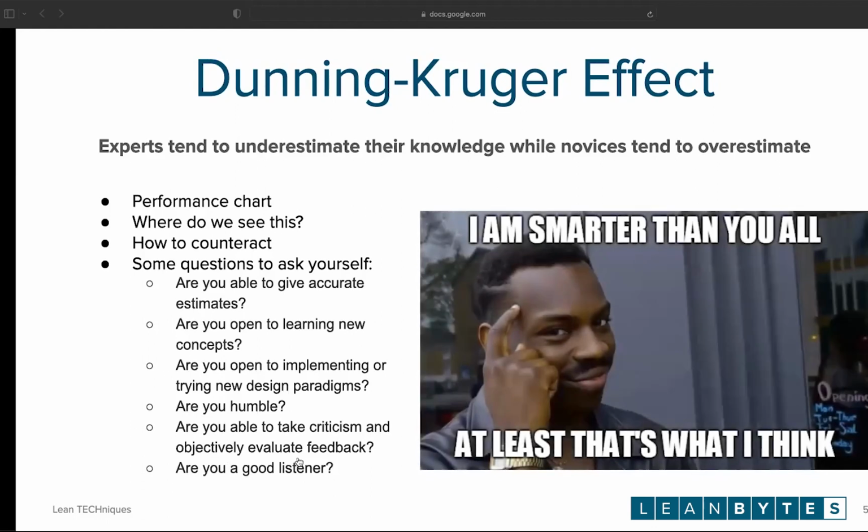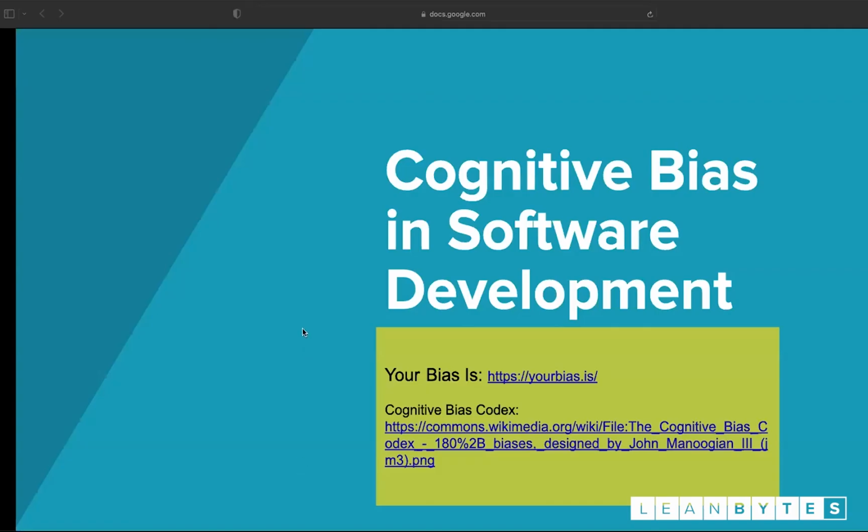So that's the Dunning-Kruger effect. Those are three real quick cognitive biases. Again, there's a couple links there.